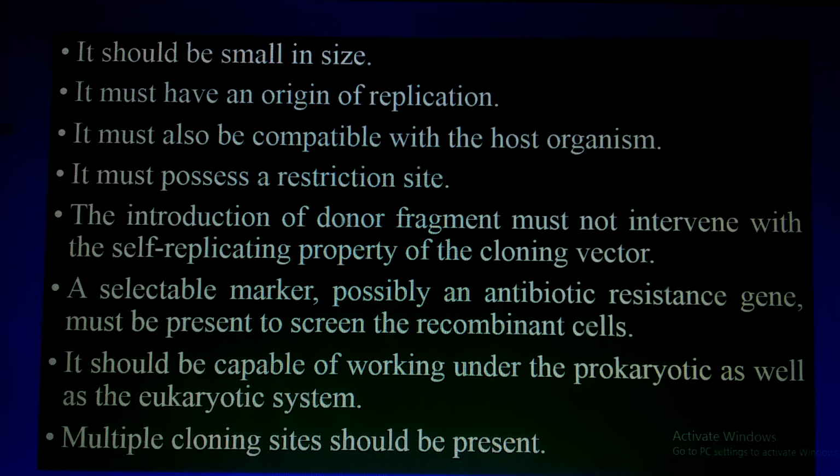Is it clear? The next one is a selectable marker, possibly an antibiotic resistance gene, which must be present in the cloning vector. The function of the selectable marker, you know, is to identify the recombinant cells from the non-recombinant cells. Is it clear?